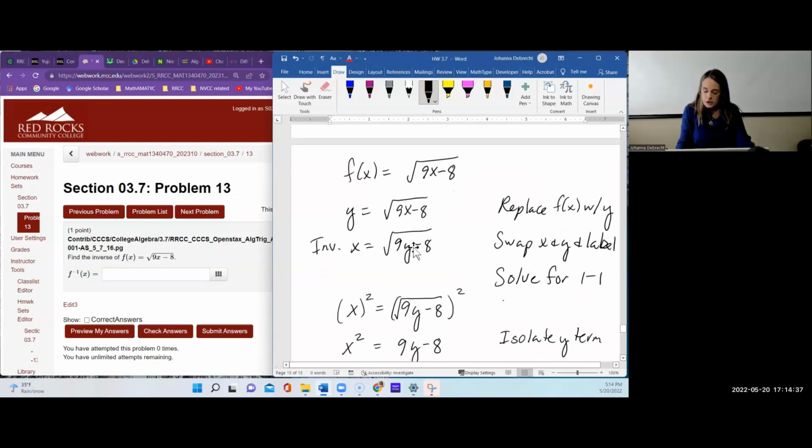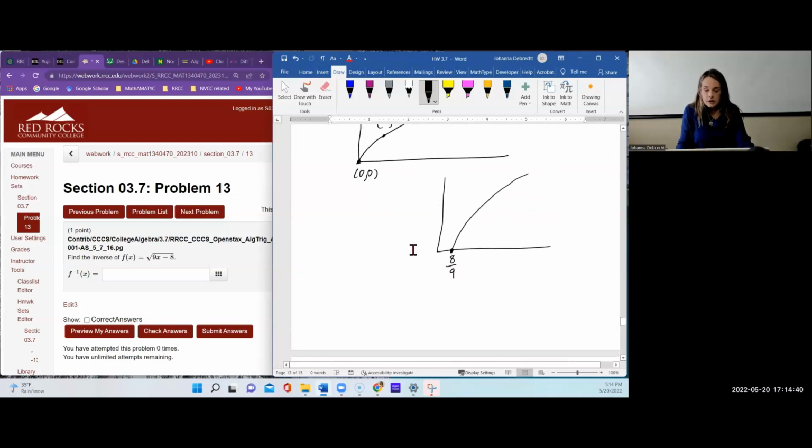If we think about the original graph, let's come back to here. What's the domain of this original graph? Well, it goes from 8/9 to the right. So the domain of the original is 8/9 to infinity. What is the range of the original? What y values are we using here? Well, it starts here on the axis, so 0, and then all the positive values. Remember to pull the values back and cover up the y-axis. This is the range 0 to infinity.